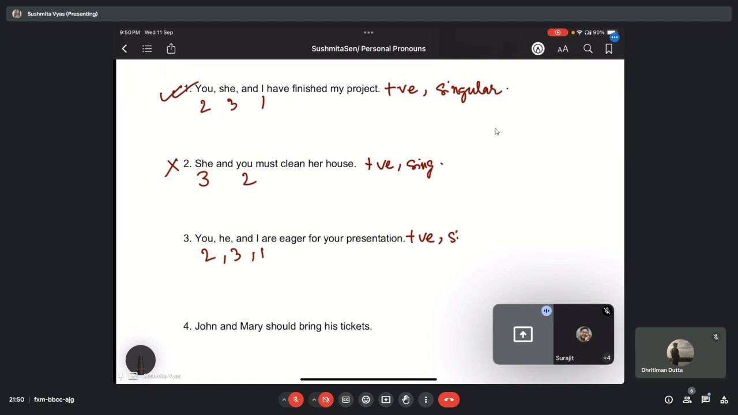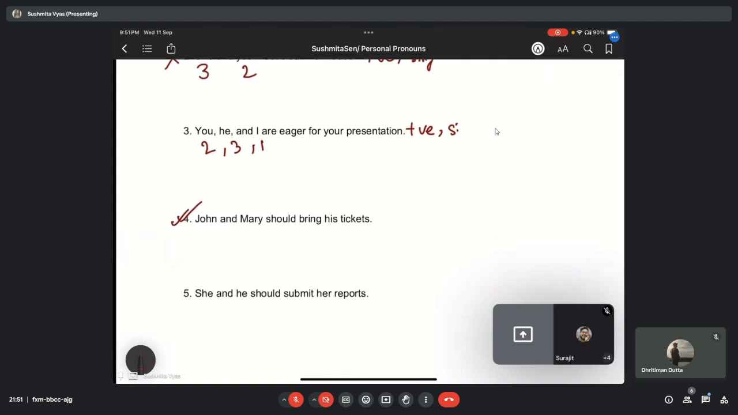John and Mary should bring his tickets. Is this correct? Okay, everyone is saying yes. John and Mary should bring his ticket. Okay, let's see. This is correct. Next: she and he should submit her reports. Is this correct?